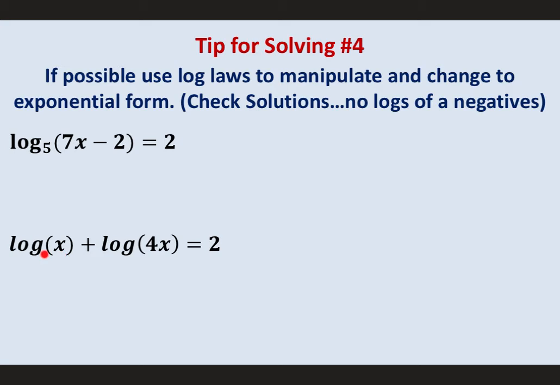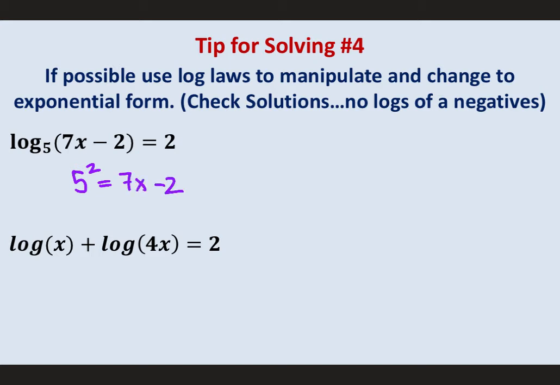Or if you have two logs and a log law, like log base 10 plus log base 10, you can combine those together. One of our log laws allows us to combine those two together and multiply what's on the inside and have them become one log, and then do the same thing. So let's go ahead and try that. So this first one, since it's just one log equal to a number, we can change it to exponential form. So we're going to change this to be 5 squared, the base to the second power, equals what was inside the log, which was 7x minus 2.